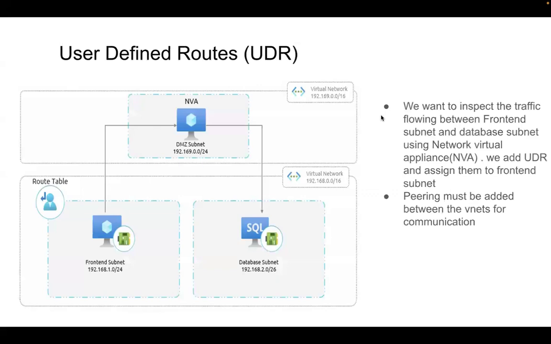Okay, so the next one is user-defined routes. Here in this diagram, you see there is a VNet with 192.168.0.0/16, and there is another VNet, 169.192.169.0.0/16.